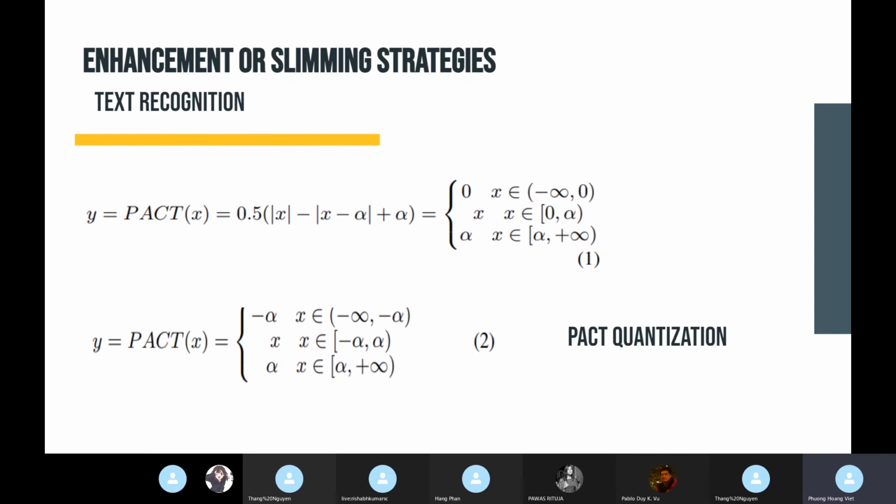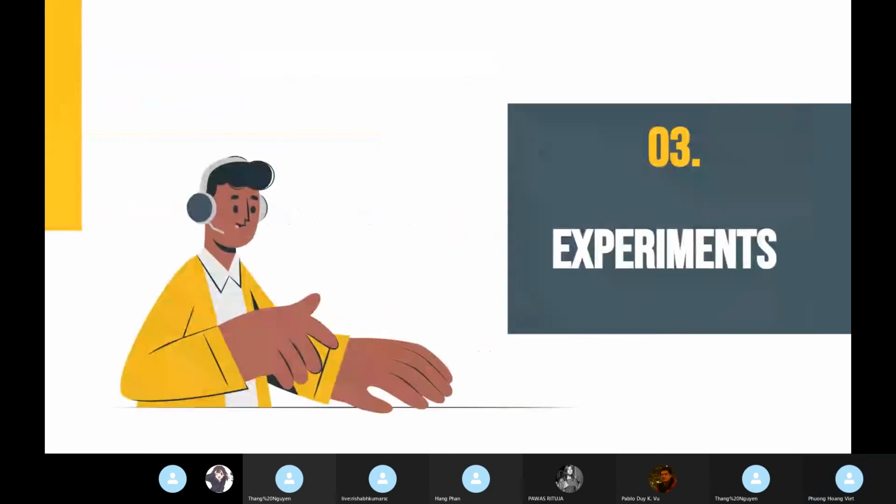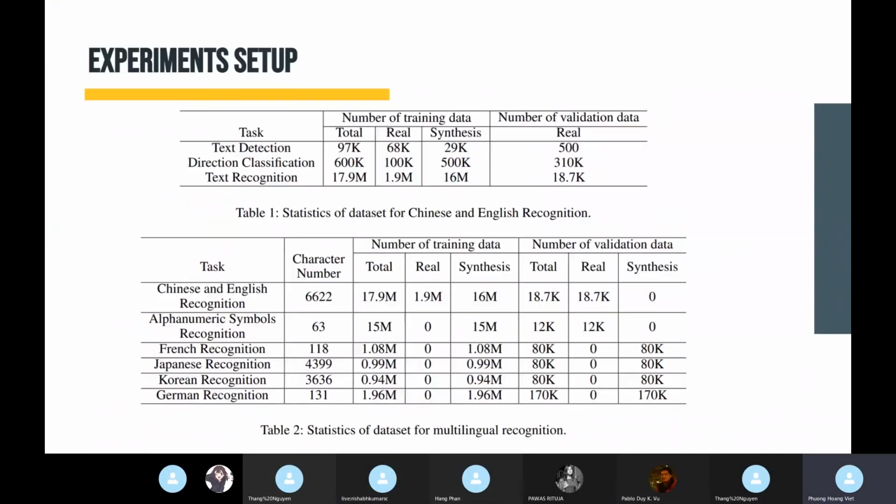The next is pack quantization, which was also talked about in the second part. And now we will go to the experiments. First is the setup. As you can see, here is the data set.